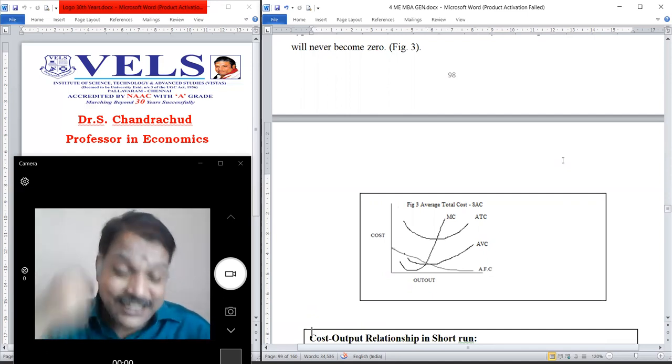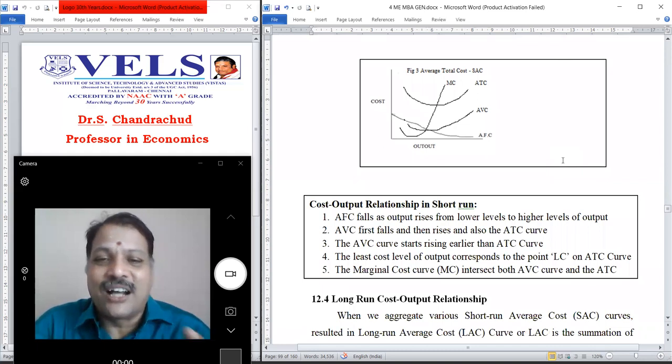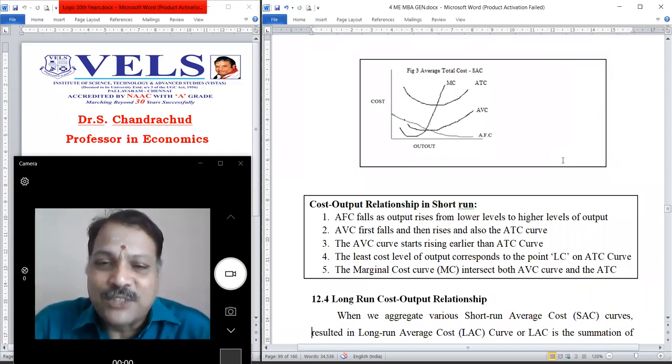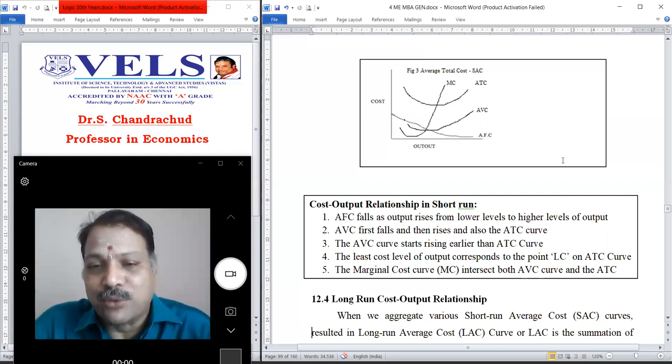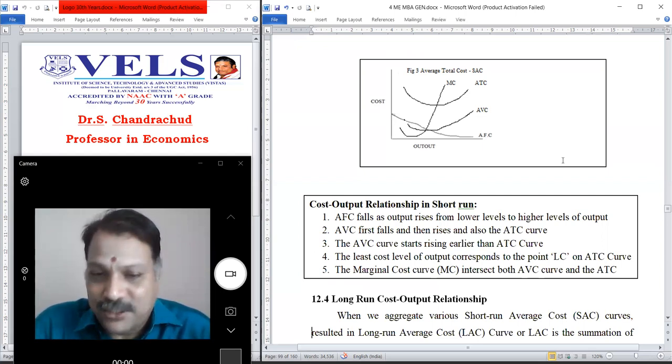So from this diagram, we can give the implications of the short-run cost output relationship. Number 1, the average fixed cost falls as output rises from lower levels to higher levels of output. Number 2, the average variable cost first falls and then rises, and so does the average total cost. The third one is that the average variable cost curve starts rising earlier than the average total cost curve.